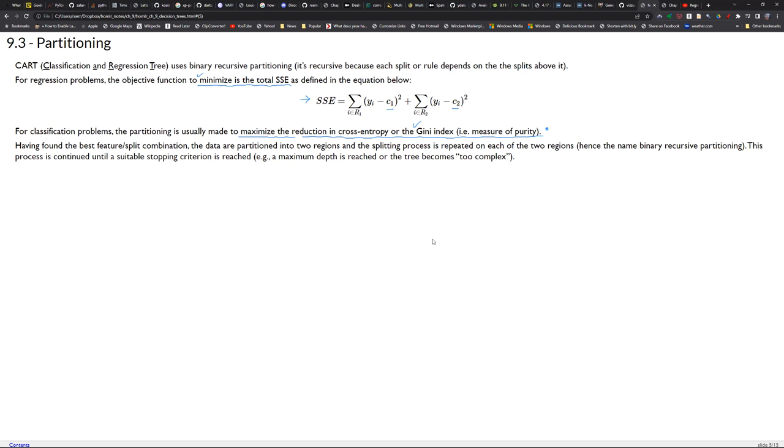So having found that best feature split combination, the data is always being partitioned into regions, right? So we start with the root node, okay? We partition that into two groups, and then subsequently, depending on how many variables we have, we're going to continue partitioning until we get our terminal nodes, our leaf nodes, okay?